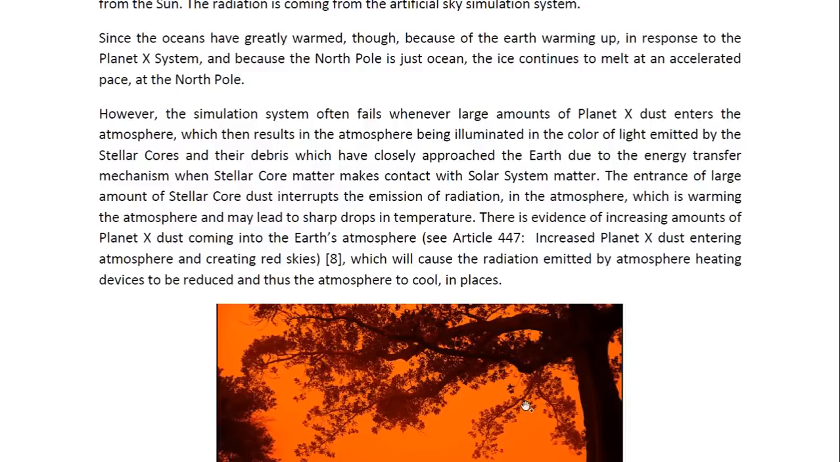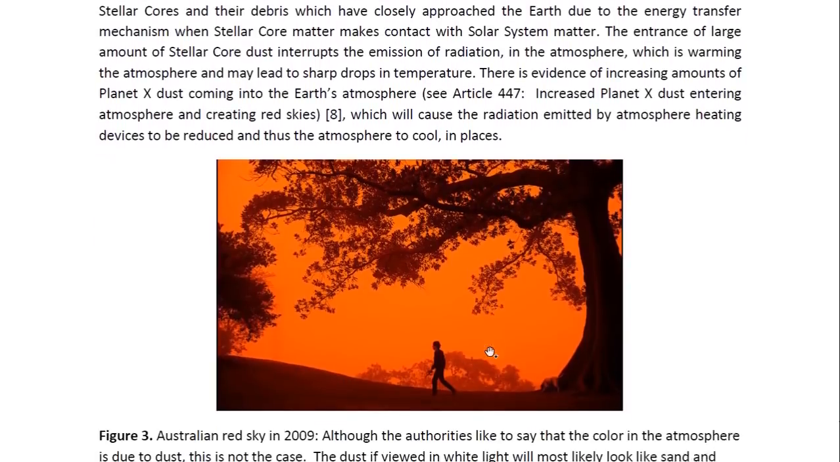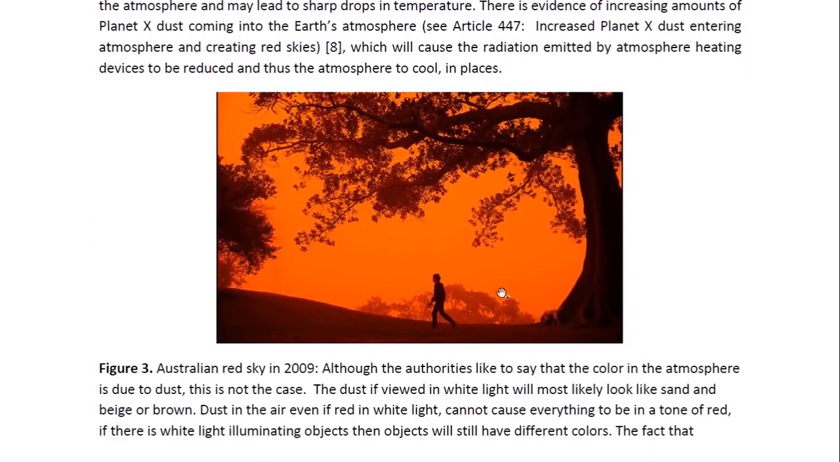There is evidence of increasing amounts of Planet X dust coming into the Earth's atmosphere. You may look at Article 447 entitled "Increased Planet X Dust Entering Atmosphere and Creating Red Skies," which will cause the radiation emitted by the atmosphere heating devices to be reduced, and thus the atmosphere to cool in places. And here you see an Australian red sky from 2009.